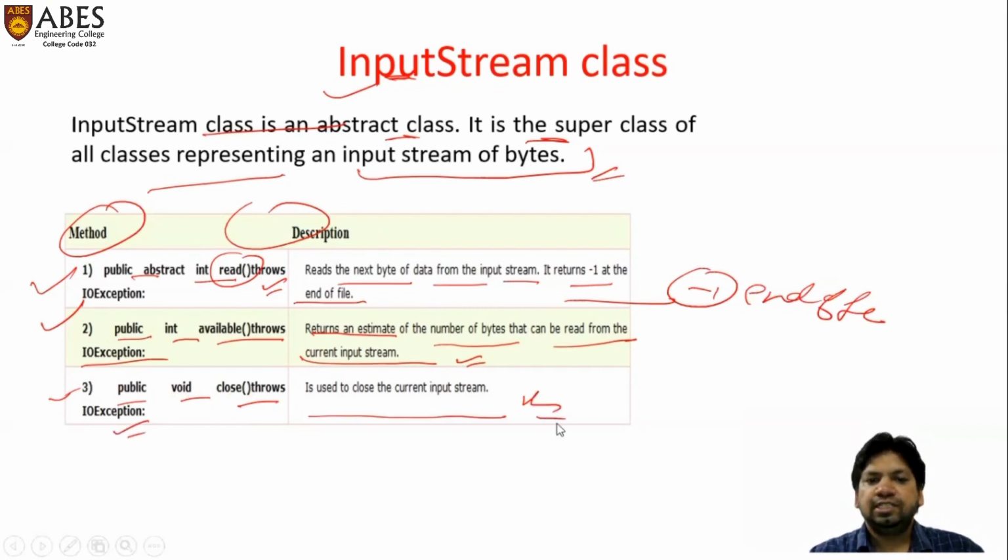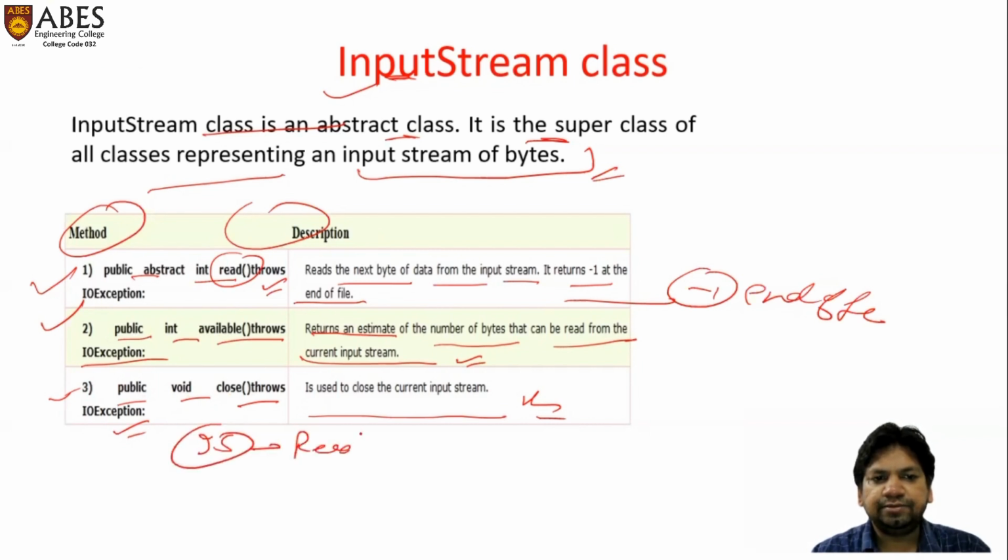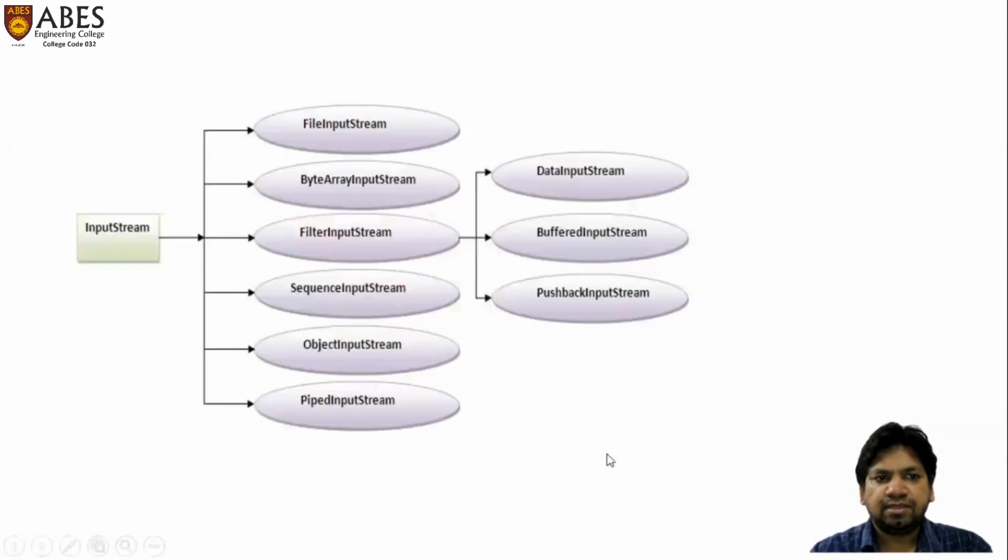So it means for the input stream we will use read; second, available; third, close. These will be the methods for the input stream, the same as given in the picture.